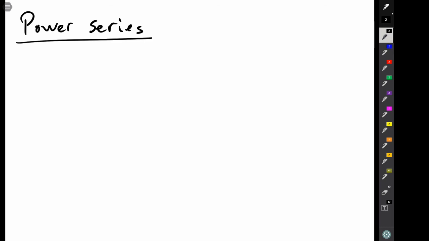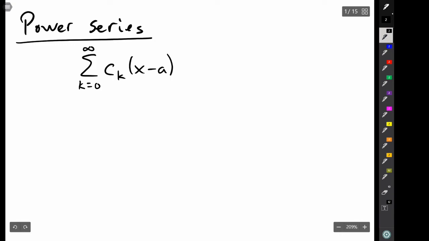Our goal in studying infinite series is really to get to these things called power series. So, what are power series? Well, really, it's just an infinite series that's a function, right? So, we're looking at series of the form sum from k equals 0 to infinity of c_k (x minus a) to the k.